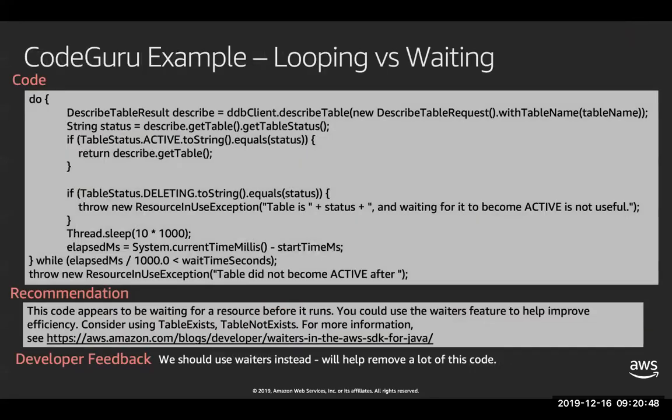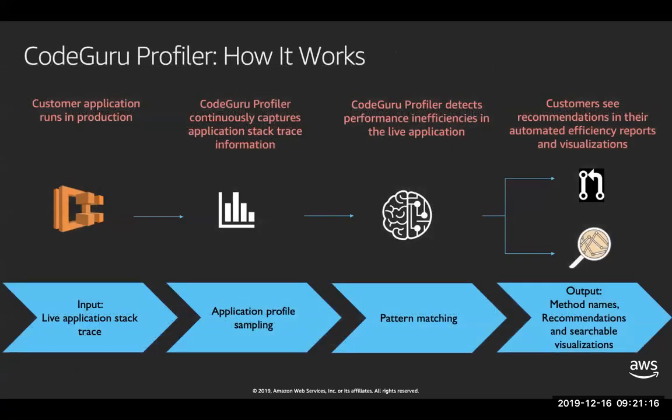So yeah, here's an example: looping versus waiting. Oh, and one limitation about this product so far is that for right now it just supports Java and the JVM. More languages are obviously going to be coming soon. So here's an example where that's the code up there, and then there's this recommendation saying you could use something called waiters, and check it out. Here's a link to how to do this.